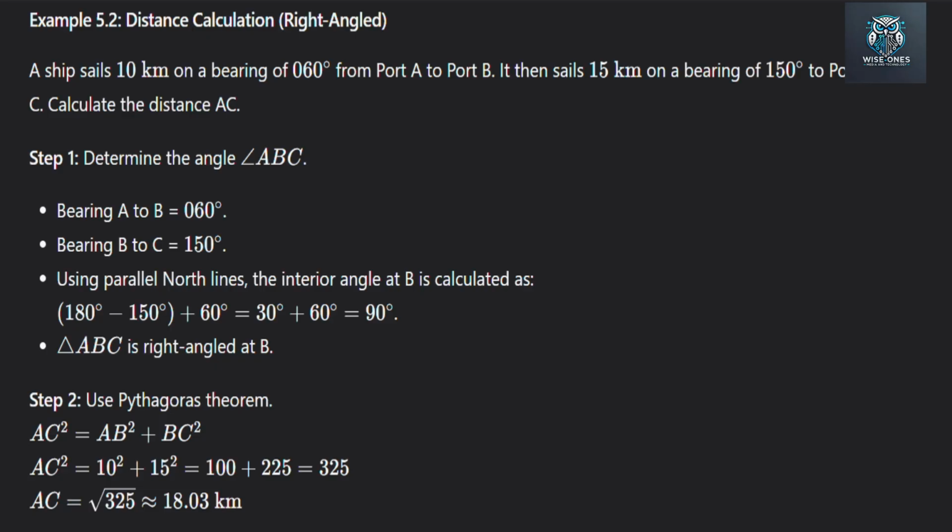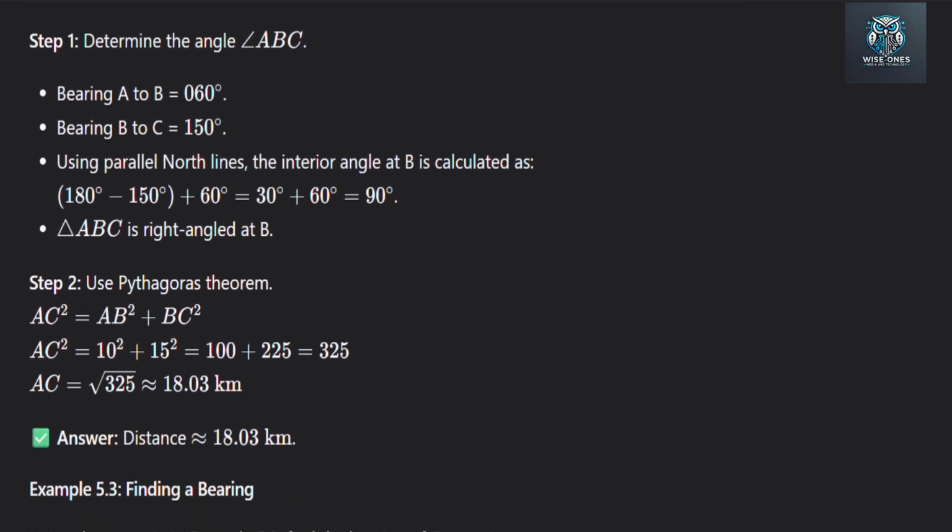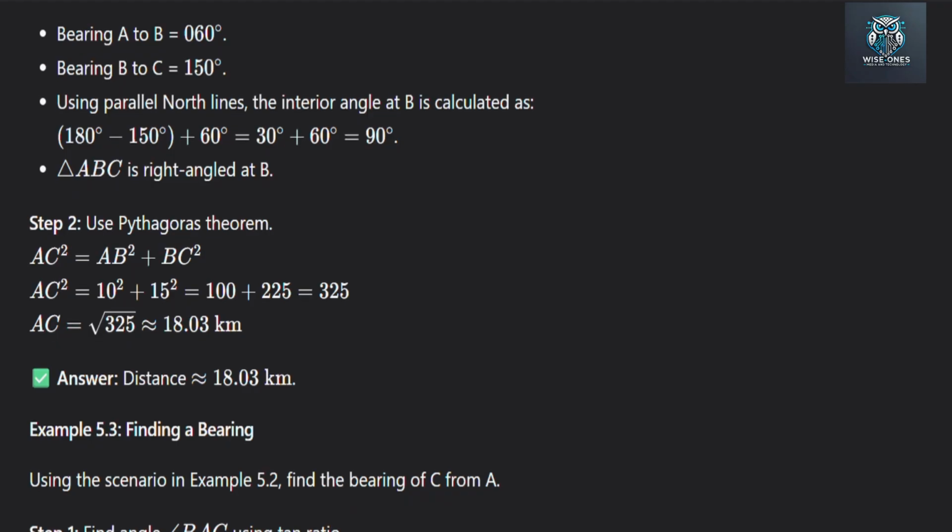Using parallel north lines, the interior angle at B is calculated as follows. The back bearing from B to A would be 180 plus 60. But we don't need that. We look at the angles. The angle between the north line at B and the line BA is 180 minus 150. Wait, let us simplify. The angle inside the triangle at B is 180 degrees minus 150 degrees plus 60 degrees. That is 30 plus 60 equals 90 degrees. So triangle ABC is right-angled at B.